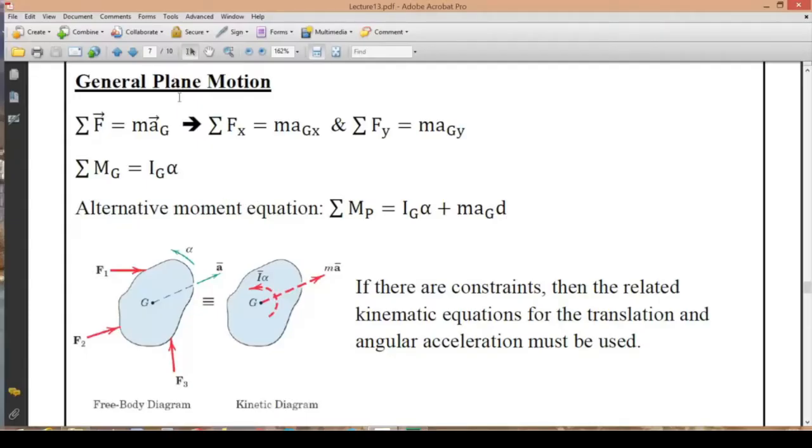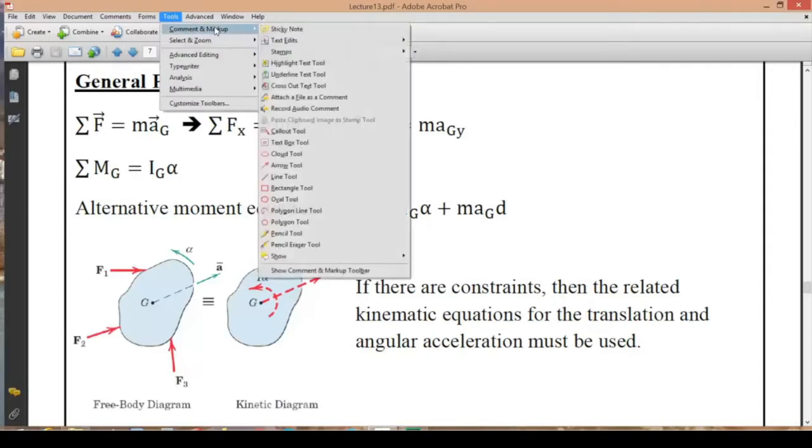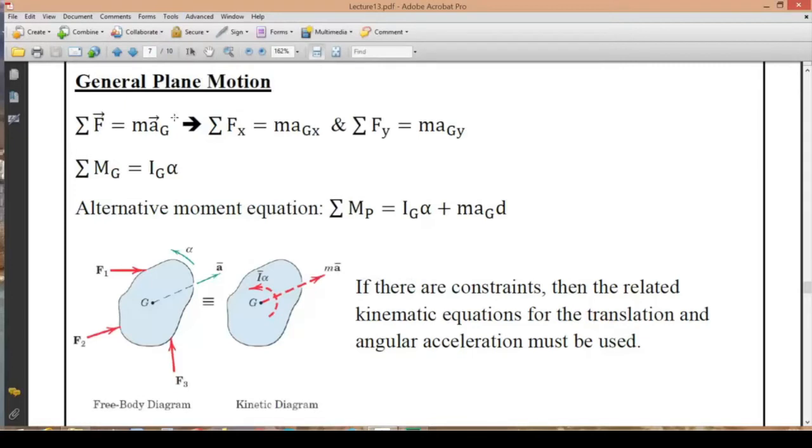After we have studied the translational motion and fixed axis rotational motion of rigid bodies, now it's time to combine these two and study the general plane motion. The type of equations we're going to use are the same type of equation. We have one vector equation from Newton's law. It's the force equation, summation of forces, or the resultant forces acting on the rigid body.